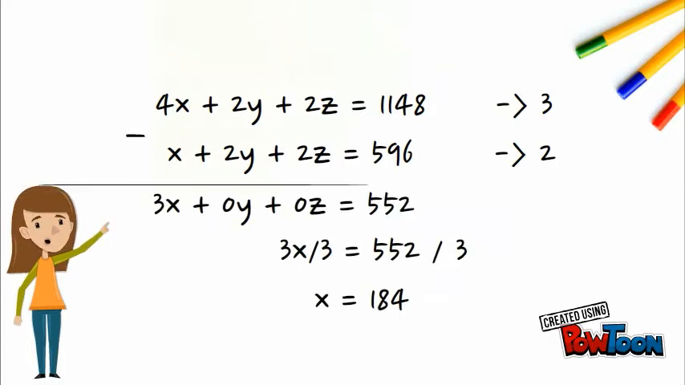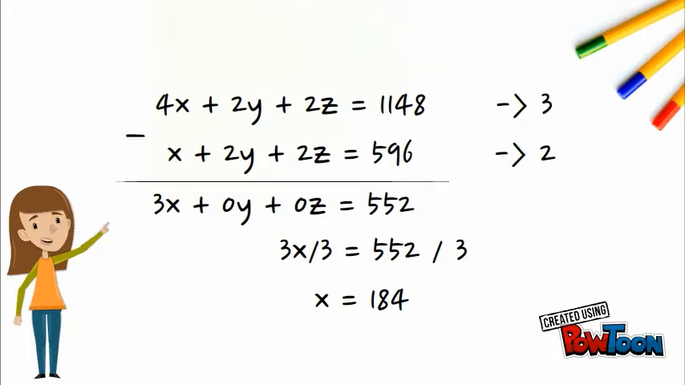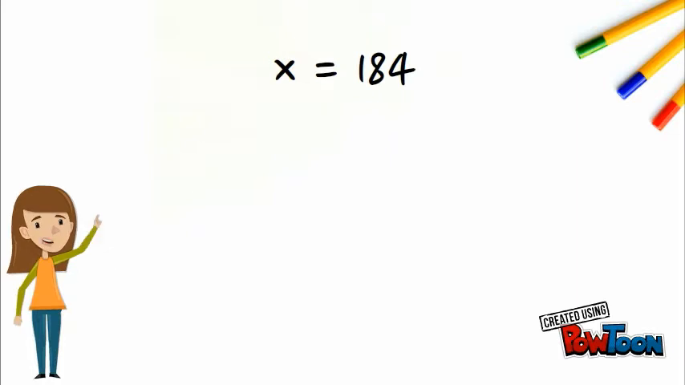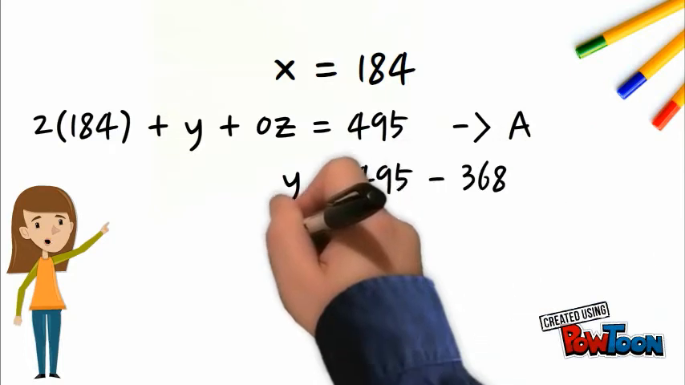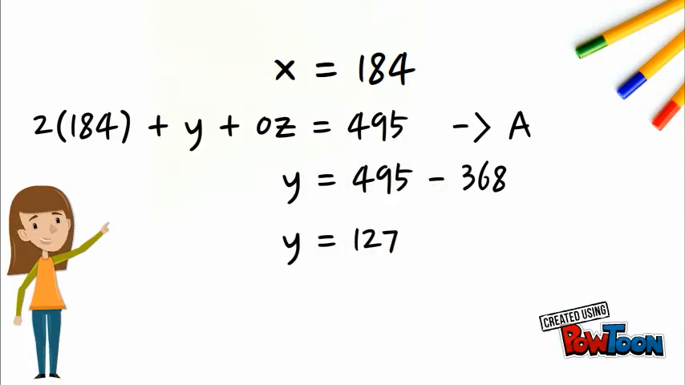To solve for x, the only thing we have to do is to divide by 3 on both sides, and we will have a result of x is equal to 184. And from then, we can easily solve for y. Now that we have the value for x, we can easily substitute this value into equation A, such that it will give us 2 open bracket 184 close bracket plus y plus 0z equals 495.